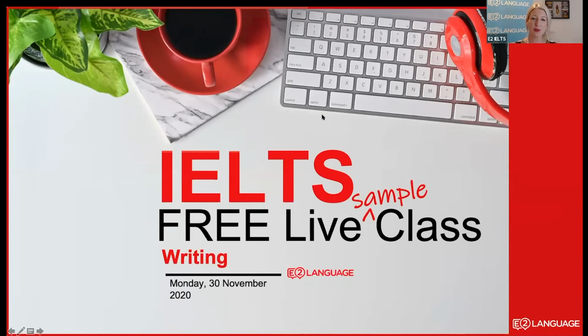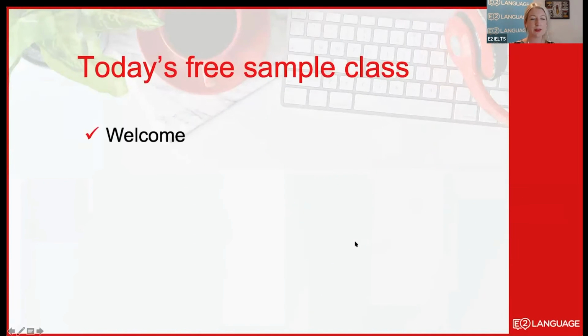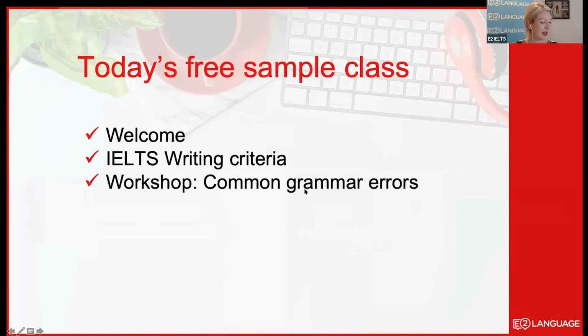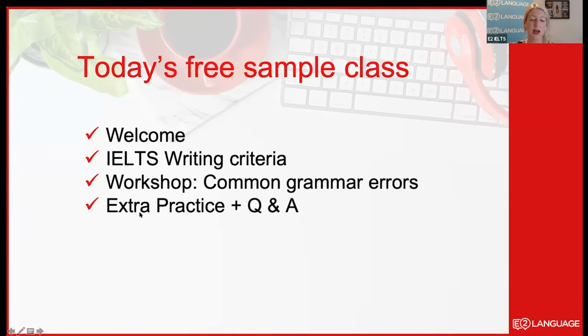All right. So this sample class today, we are doing the welcome. Now, I'm going to talk about IELTS writing criteria for a little bit at the beginning. Our workshop or our activities today are all about common grammar errors. If you are a regular here at E2, and if you're a member, you should know the most common writing errors really well. And I hope that you don't make any of them anymore. If you're a bit new to E2, this should be really useful for you to just raise your awareness of common errors, which may be lowering your score. I'll show you at the end where to get some extra practice and a quick Q&A as well.